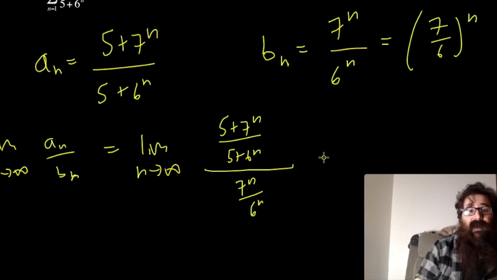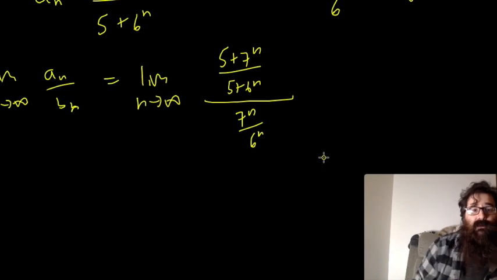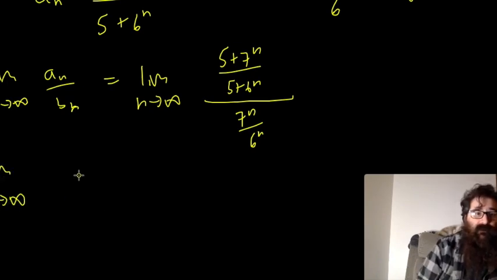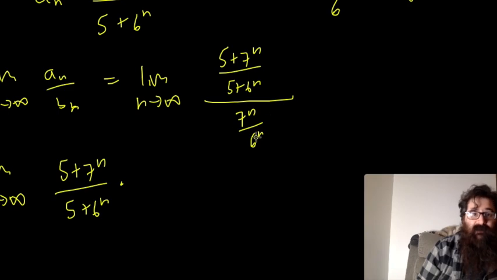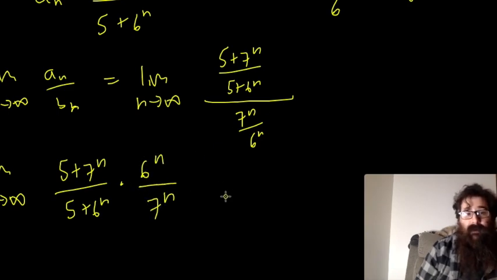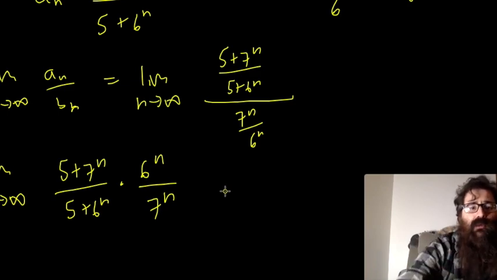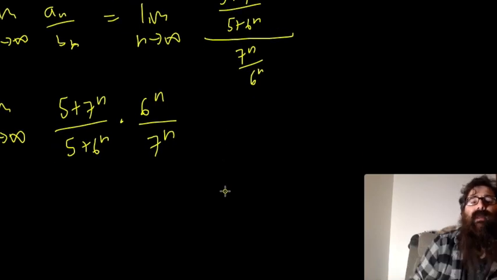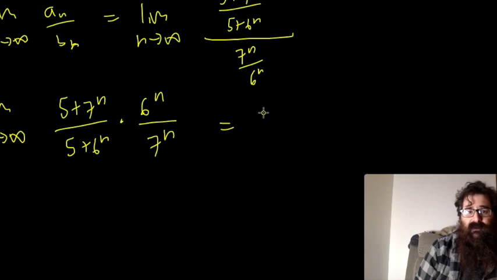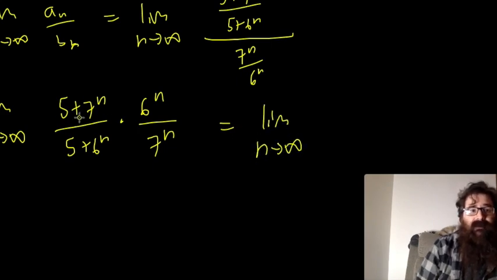And I don't want to divide a fraction by a fraction, so instead I want to flip this and multiply. We'll say limit as n goes to infinity of 5 plus 7 to the n over 5 plus 6 to the n times, if I flip this, I have 6 to the n on top over 7 to the n on bottom. And I want to use the old swap 'em denominator trick. So I'll say this is the same as the limit as n goes to infinity of, I'm going to leave the 5 plus 7 to the n on top here.